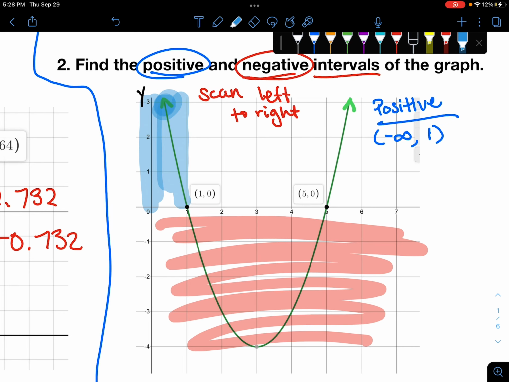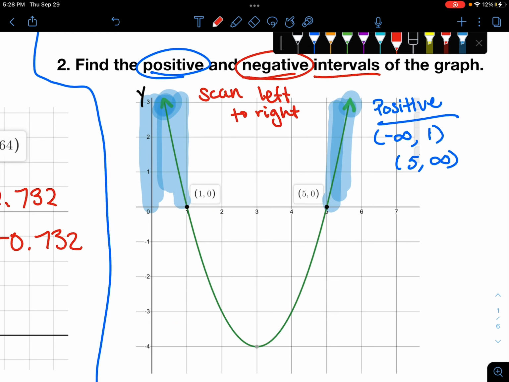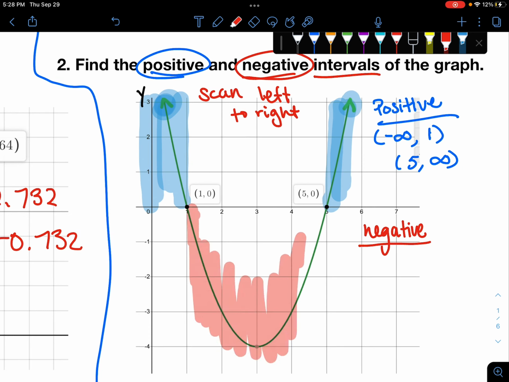I see another interval starting at 5, and I hit another arrow pointing to the right, so that is infinity. Okay, now let's go to negative. For negative, I start at 1 until I hit 5. So my interval will be 1, 5.